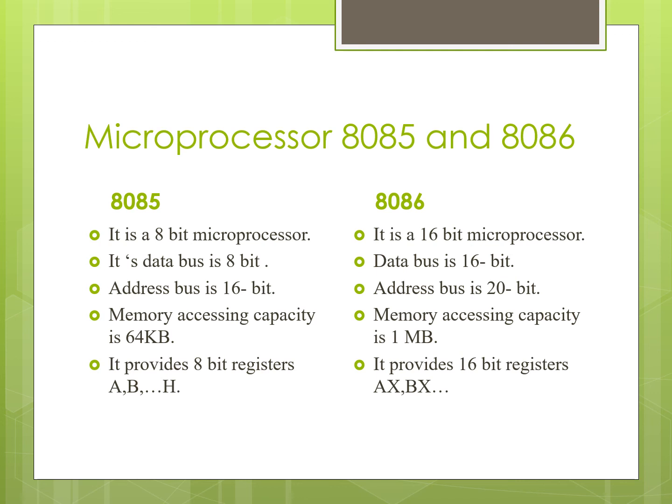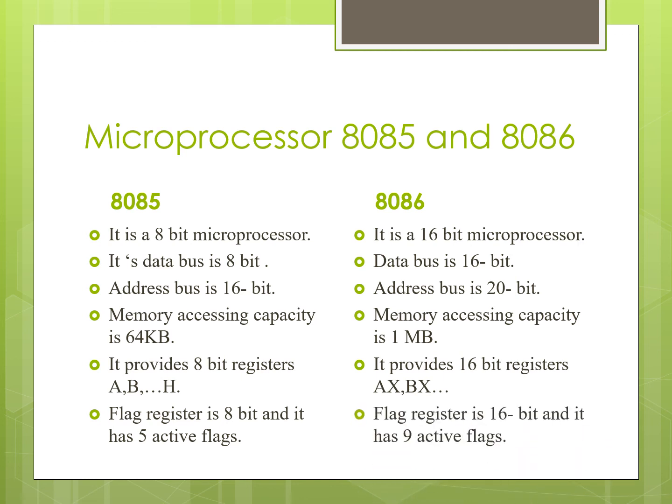8085 provides 8-bit registers like A, B, C, D, E, H and L and so on. 8086 provides 16-bit registers like AX, BX, CX, DX and so on. In 8086, the 16-bit registers can also be used to perform 8-bit functions. The flag register in 8085 is 8-bit and it has 5 active flags. In 8086, the flag register is 16-bit and it has 9 active flags, which are further divided into control and status flags.